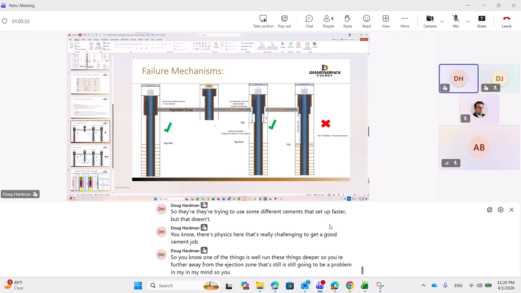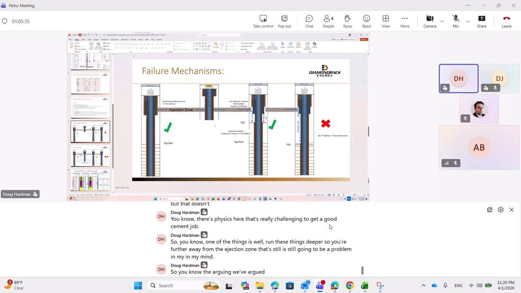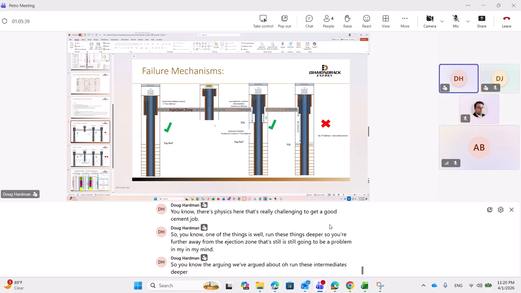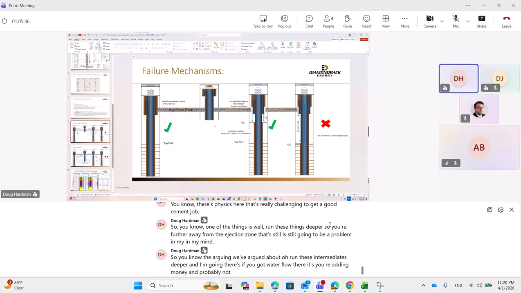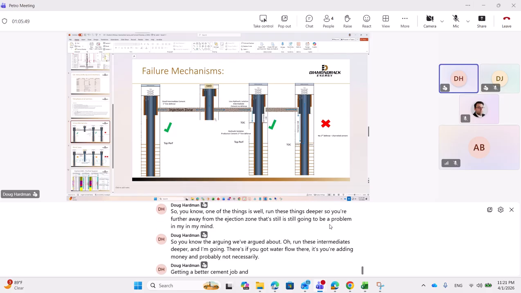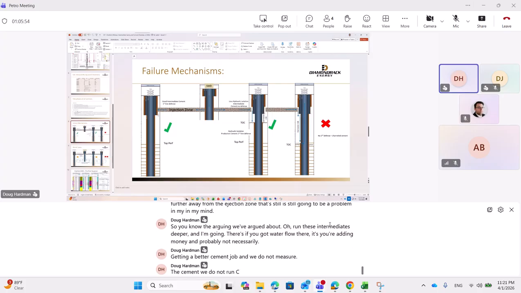So we've argued about running these intermediates deeper. And I'm going, if you've got water flow there, you're adding money and probably not necessarily getting a better cement job. And we do not measure the cement. We do not run CBLs on intermediates.